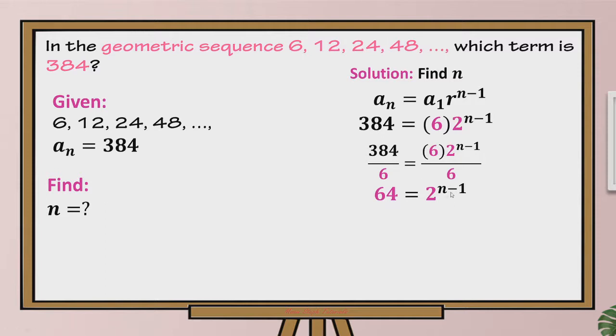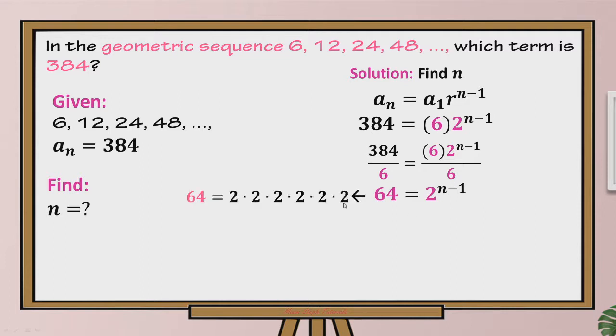So now, para makuha naman natin si n, review muna tayo ng base at saka exponent. So yung base natin dito is 2. And that is raised to an exponent which is equal to n minus 1. At ang resulta niyan is 64. Kaya, we will rewrite 64 into an exponential form with base 2. So, dapat magkapareho sila ng base. Para malaman natin kung ano ang equivalent ng exponent.